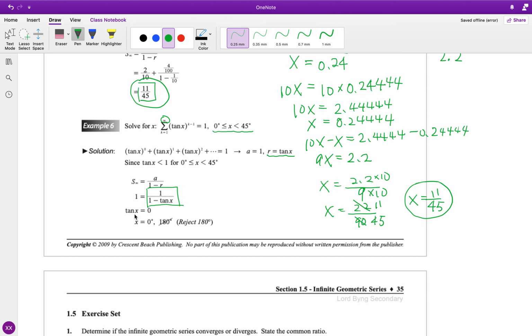So then it turns out, if you just do 1 minus tangent, this one goes to there, equals 1. That means tangent x equals 0. But when tangent x equals 0, either it's 0 degrees or 180 degrees. Reject this because right from the beginning you have this restriction. Then it's done.